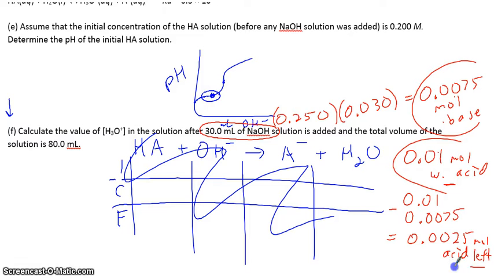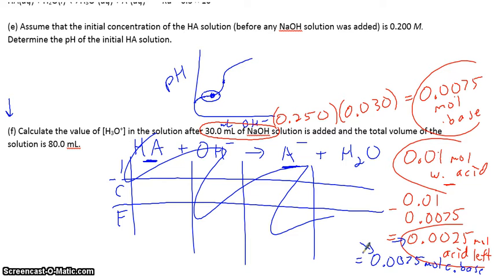And since we have moles of acid left, we'll also have some of the conjugate. Remember, anytime you have a weak acid being neutralized, you form the conjugate base. So in other words, we've neutralized this, and in the meantime, we formed this. So we also have 0.0075 moles of conjugate base. So we have both of these.